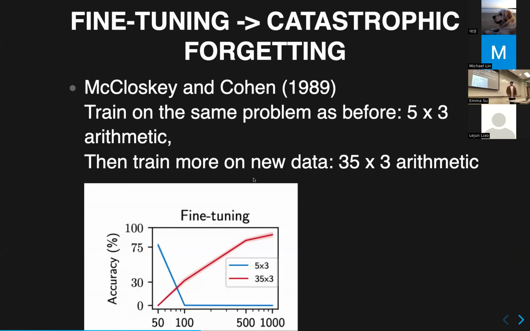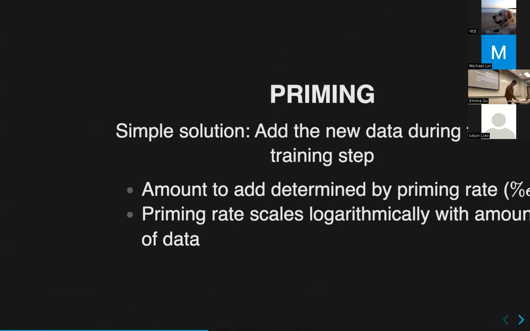Also, they tried fine-tuning. So this is a version of transfer learning where they first train their model on their base task, which is 5-digit by 3-digit multiplication in this case. And then they try retraining it on 35-digit by 3-digit multiplication examples, and they find catastrophic forgetting, which means that you can see in this graph, as they train more on the second use, the first use starts to degrade in quality. So this doesn't work.